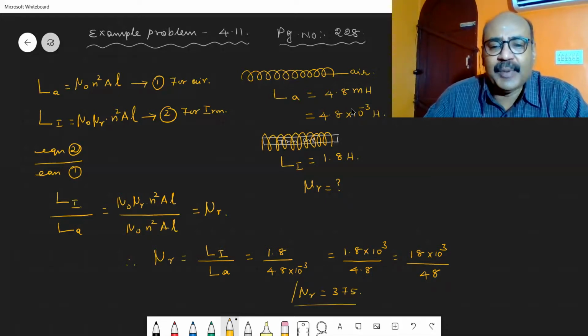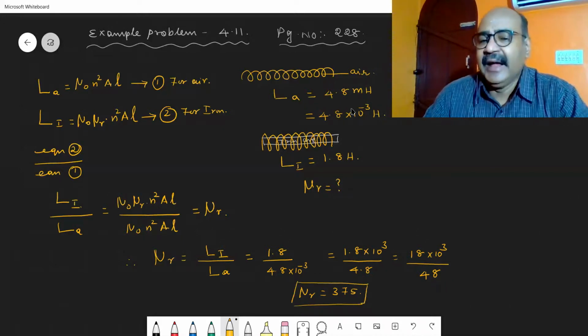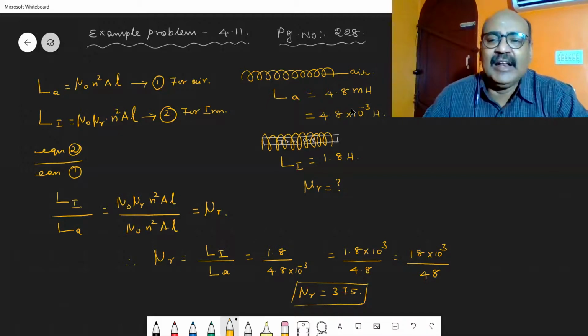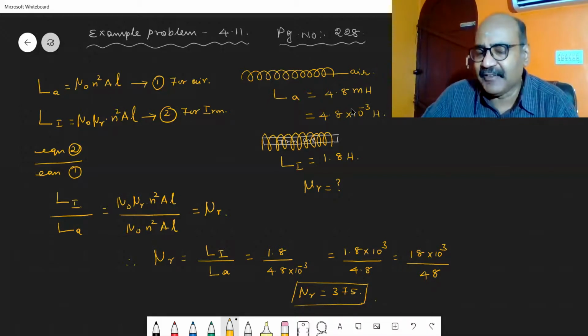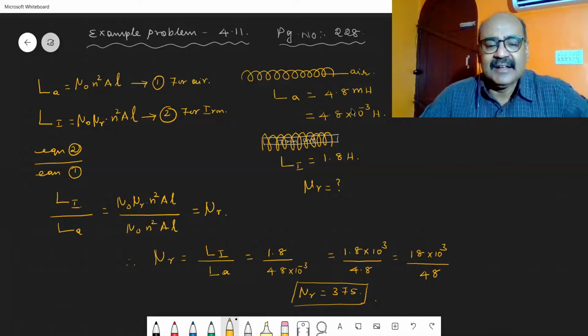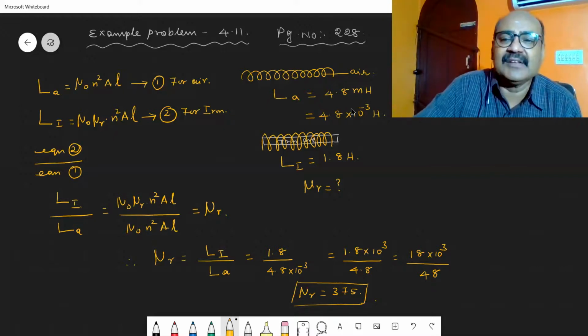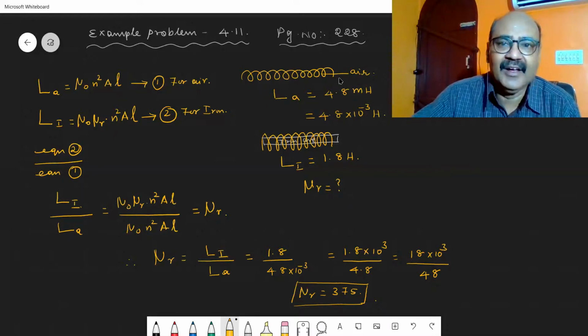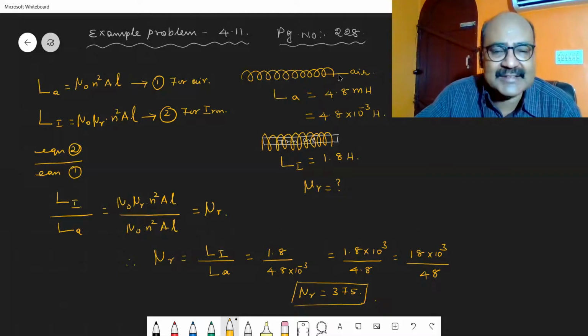Relative permeability mu R has no unit or dimension. It is a constant. So the value of mu R is equal to 375. You can simplify it by dividing with the help of 3 or 9, etc. By simplifying this, the value of mu R is equal to 375. Hope you should have understood this.